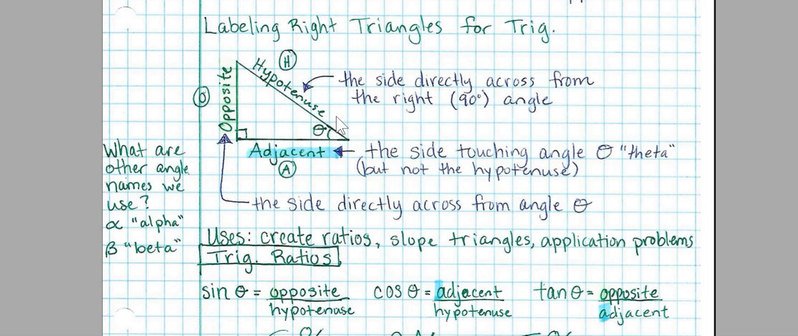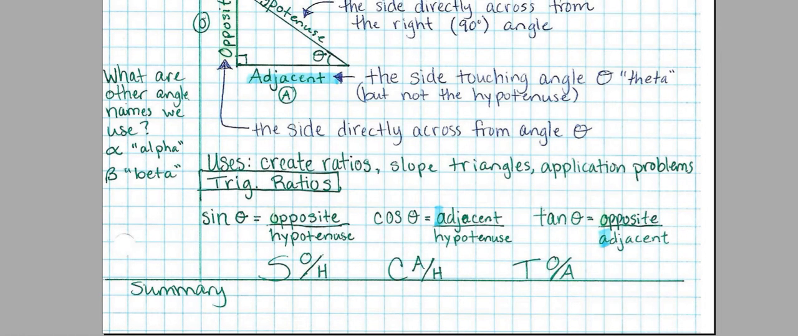Okay, so you can kind of see how we label right triangles. And this will help us with our side length ratios as we work on trigonometry. Okay, and then if we go down in our notes a little bit, we can see some of the uses that this has for us.